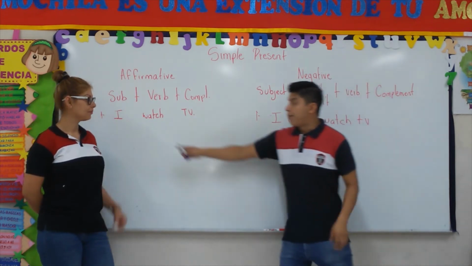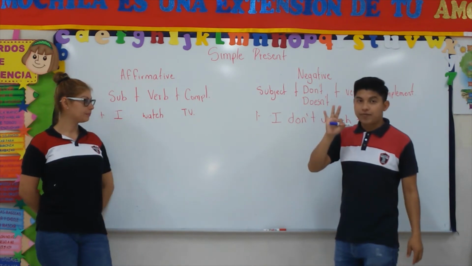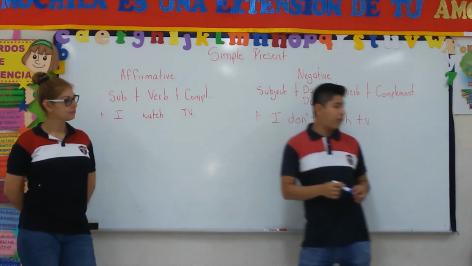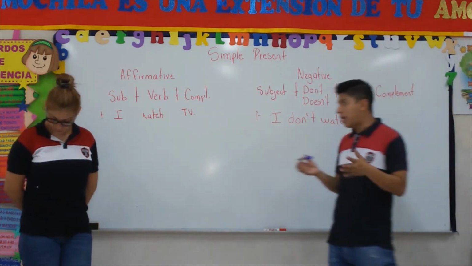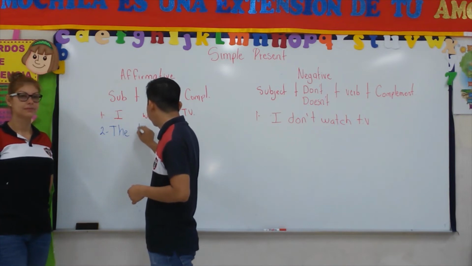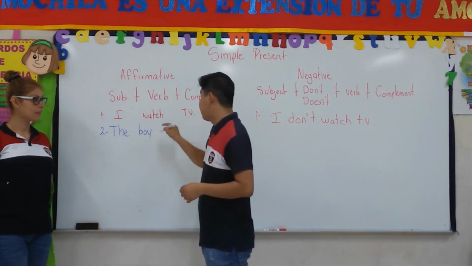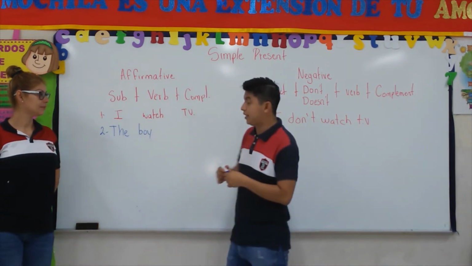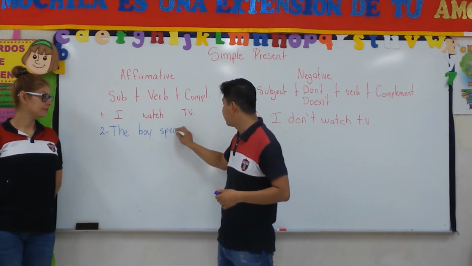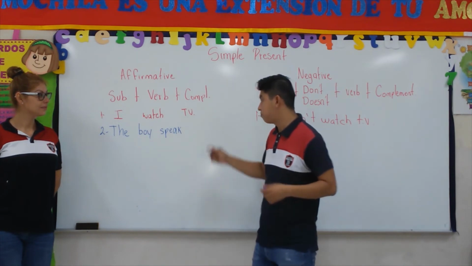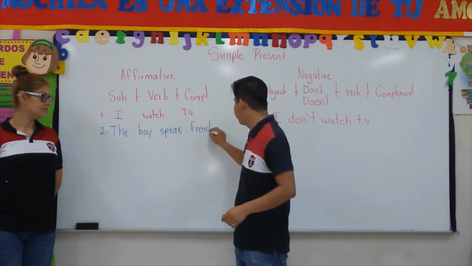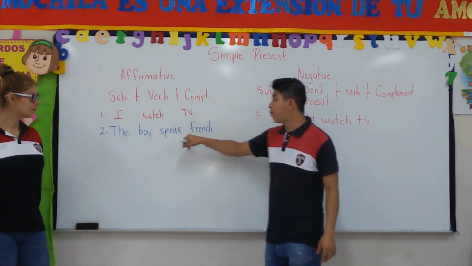I don't watch TV. This is the first example. Yeah? Because remember that doesn't is for the third person. In this case, I is not third person. So, the next example: the boy. Another example, the boy. The subject, the boy. Verb, speak. Complement, French. The boy speak French.